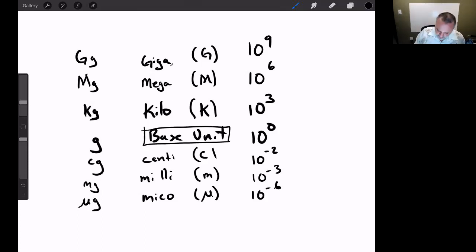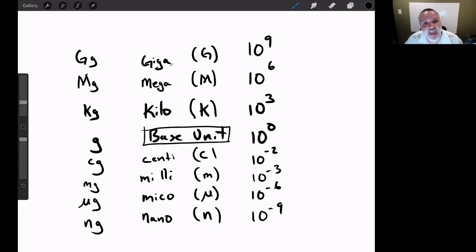And the last one that you need to know is nano. It's little n, it's 10 to the minus 9. And so the example would be nanogram. And so these are the ones you have to know. You have to know them by heart.